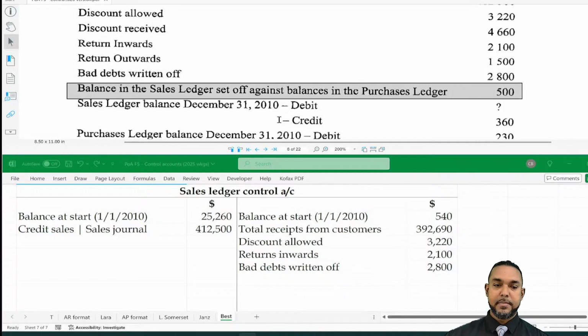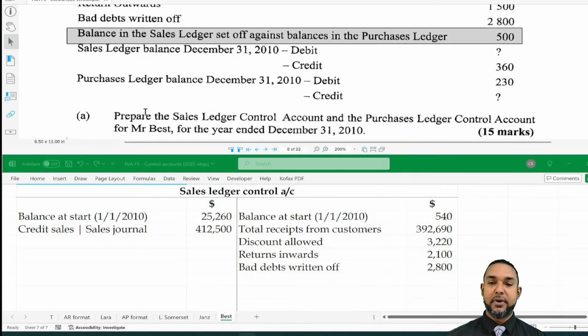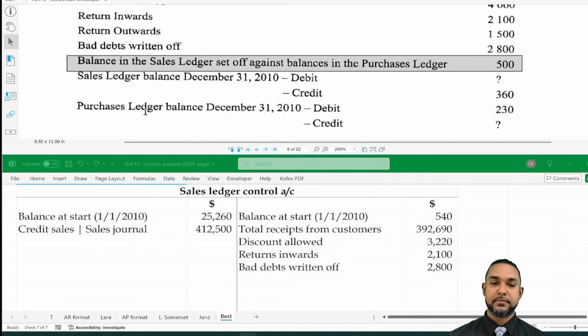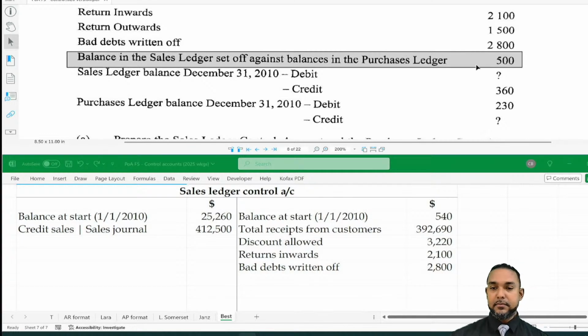Now we have balances in the sales ledger set off against balances in the purchases ledger. Anybody remember what a set off is from last week? I like to say it's the cancellation of common debt. Let me explain: say Noah borrowed $10 from me, so right now Noah owes me 10.